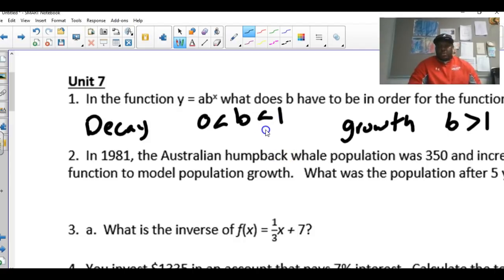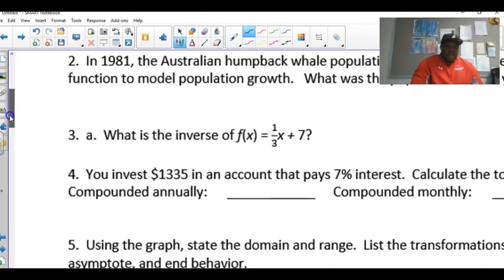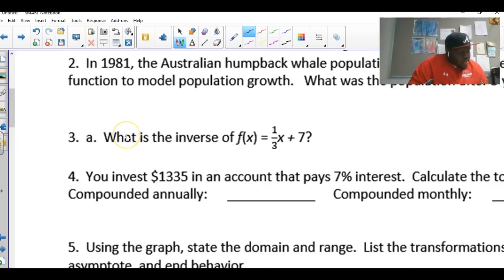Here, it needs to be a decimal or a fraction that's smaller than 1, like 3/4, 0.67, stuff like that, smaller than 1. For this first part right here, it says in 1981, Australian humpback whale population was 350 and increased at a rate of 14% each year since then. Write a function and model the population growth. What was the population after 5 years?